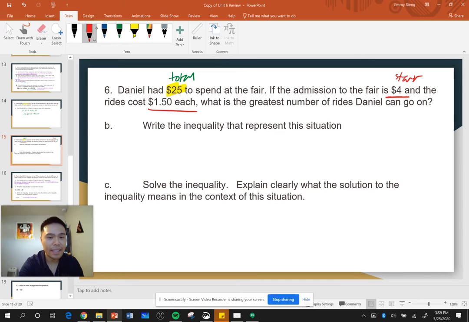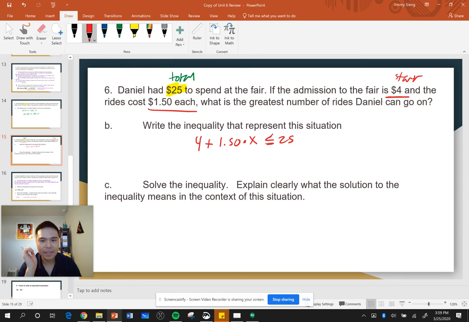So I'm just going to say this again. My equation for B is going to be what we start with, $4 plus $1.50 for each ride, okay? We don't know how many rides, so we're going to call that X. So it's $1.50 times X number of rides, okay? And think about this. Can we go over $25? If you said no, then you are correct. If you said yes, then you got some problems. Okay, so then we know that that expression is going to be less than or equal to $25, okay?